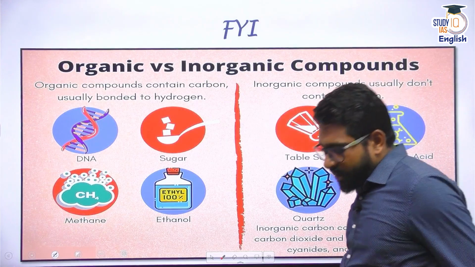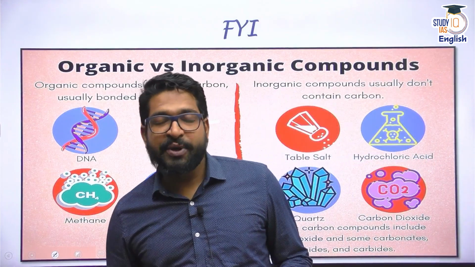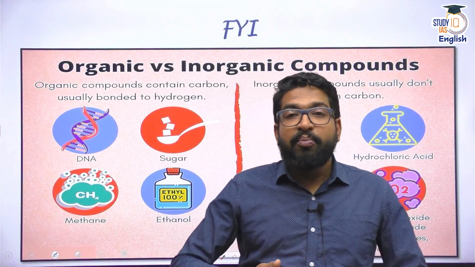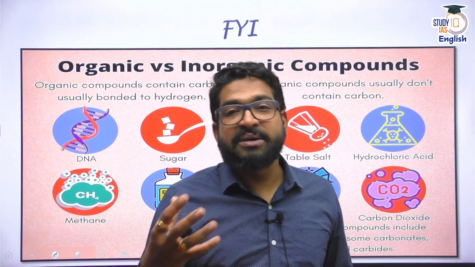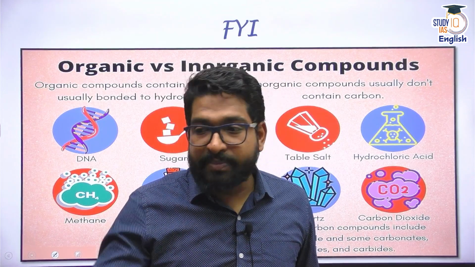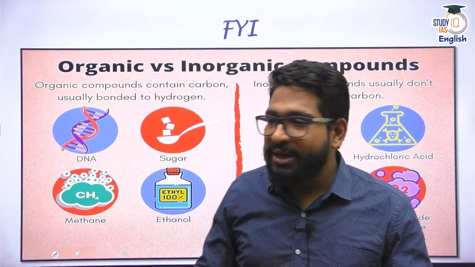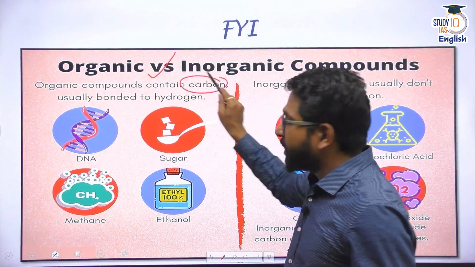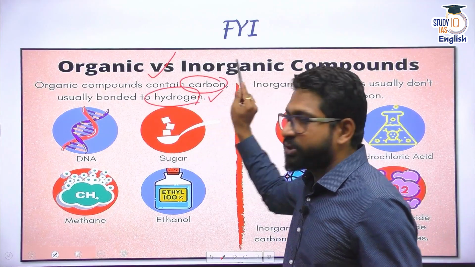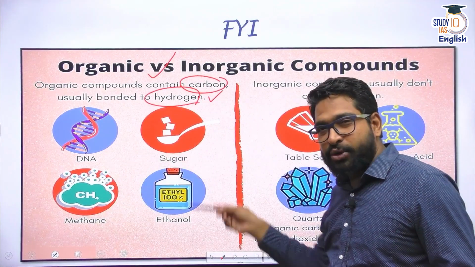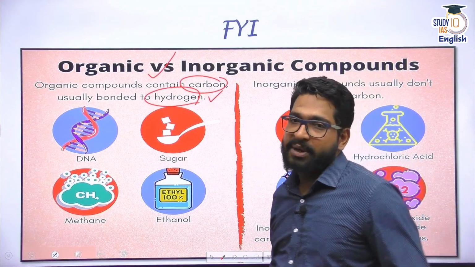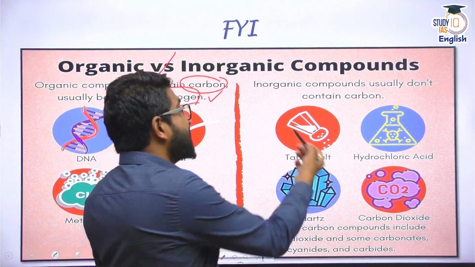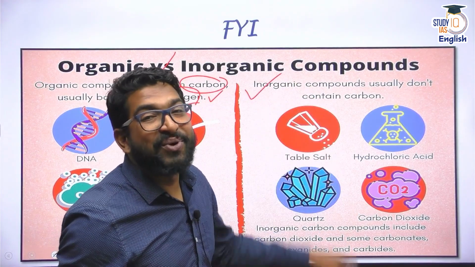Now let's talk about organic and inorganic compounds, because due to this property of catenation of carbon, we find many carbon and hydrogen based compounds. These carbon-based compounds which occur mostly in nature are called organic compounds. Organic compounds are those that contain carbon usually bonded with hydrogen. For example, methane, ethane, ethanol, propanol, all these are organic chemicals. Inorganic chemistry basically deals with inorganic compounds that don't have carbon.